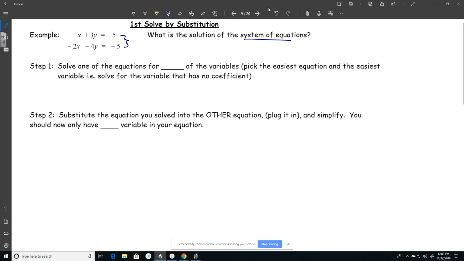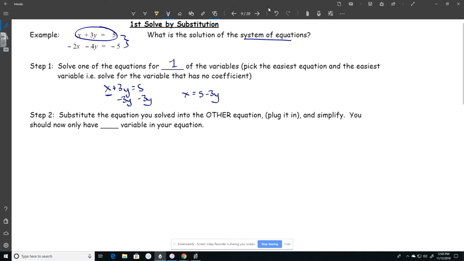So step one, solve one of the equations for one of the variables. And I made a recommendation here that you pick the easiest equation and you solve for that one, which usually has no coefficient, which in our case is going to be this one right here. I have x plus 3y equals 5. I want to solve for x because there's nothing else connected to it. So it gives me the nicest answer. So I'm going to get it by itself. I'm going to subtract 3y from both sides. So x equals 5 minus 3y. That's my step one. Get one of the variables, solve for it, get it by itself.